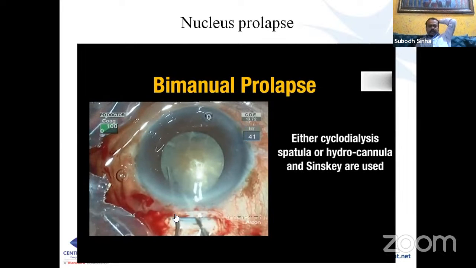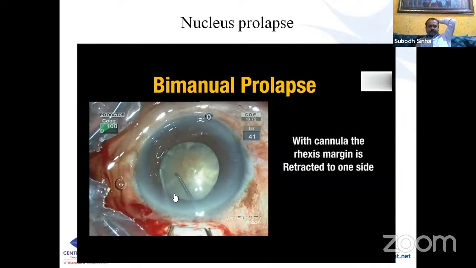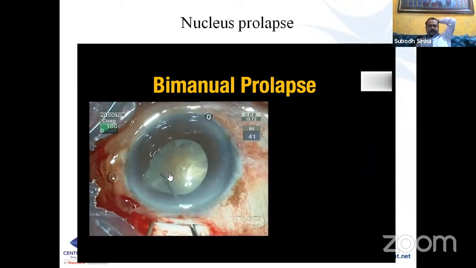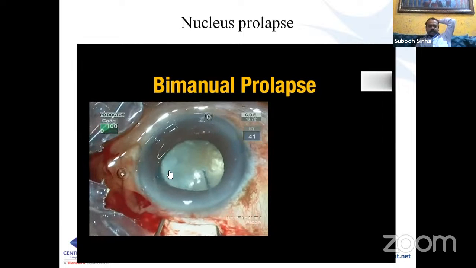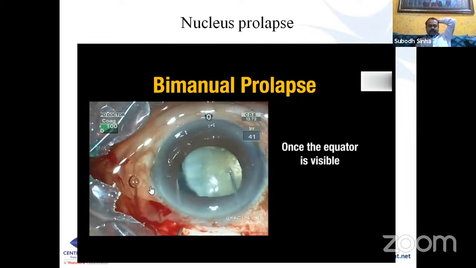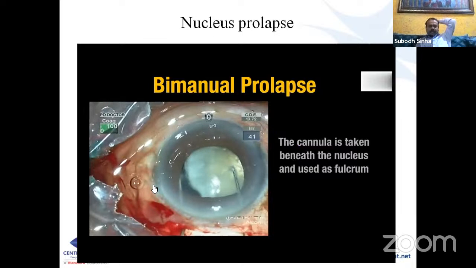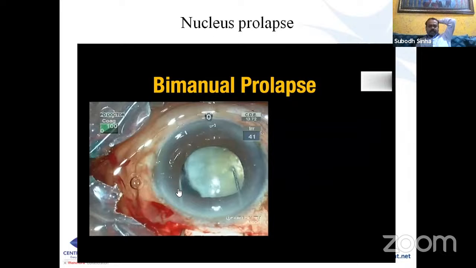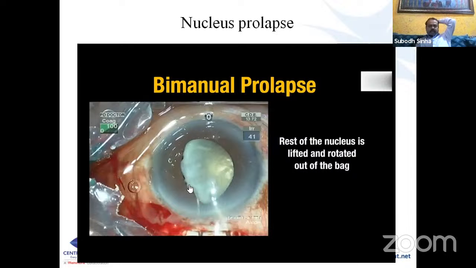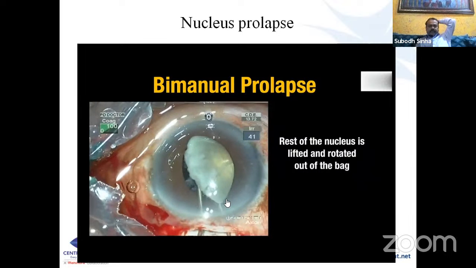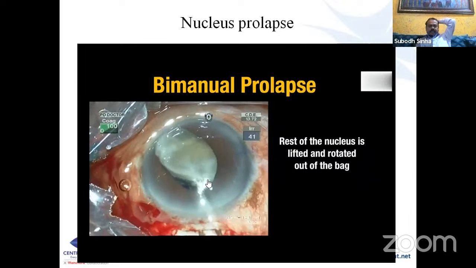Here you are using two instruments. One is retracting the iris and capsule from here. The second one is pushing the nucleus to the opposite side. Here we are supporting the nucleus with this instrument and rotating with the other instrument.